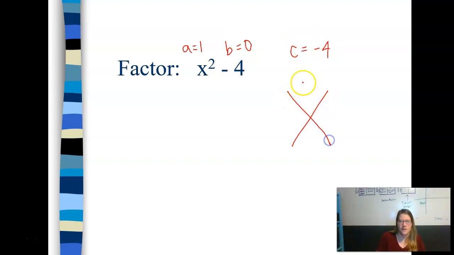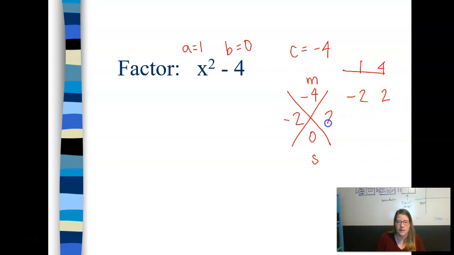So here I have up here a times c would be 1 times negative 4. B is 0. So I'm looking for two numbers that multiply to negative 4 and sum to 0. So for 4, I've either got 1 and 4 or 2 times 2. So again, I just ignore the sign for a minute and then I figure it out later. So 1 plus 4 is 5 and 4 minus 1 is 3. So either way, I'm not getting 0. But for 2 and 2, if I subtract one of them from the other, I will get 0.